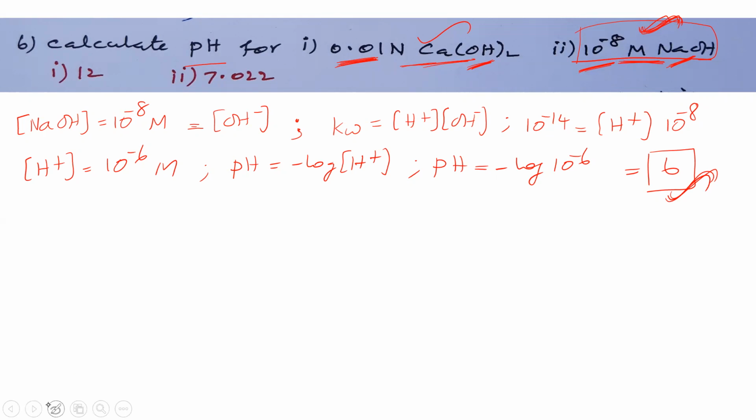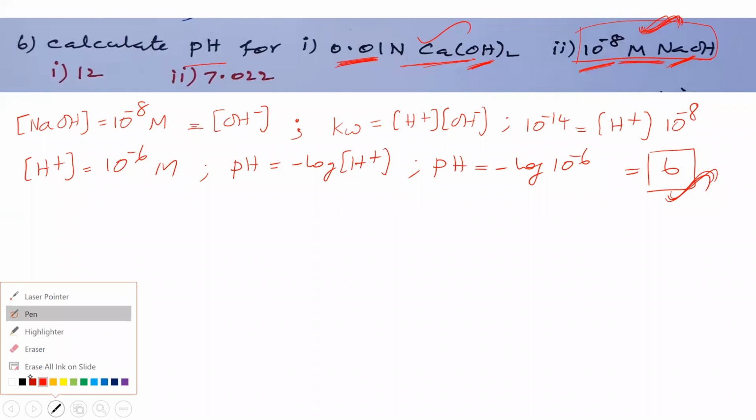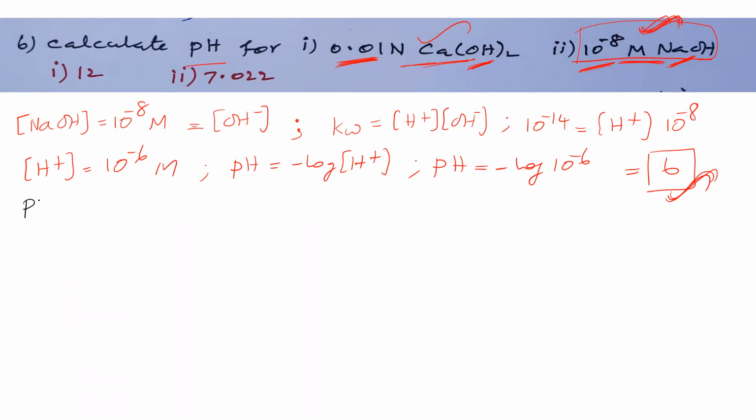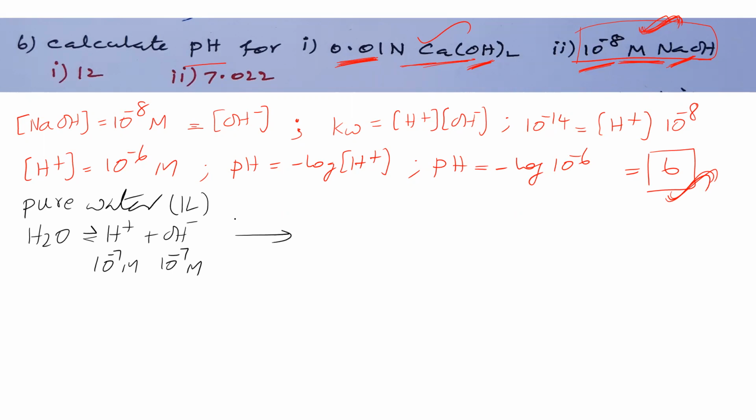Now we will take pure water first. In pure water, what equilibrium is there? H2O is in equilibrium with H plus plus OH minus. Here the concentration of H plus is 10 power minus 7 molar, and the concentration of hydroxide is 10 power minus 7 molar at 25 degrees Celsius. Now let us take this pure water, 1 liter. Now to this let us add 10 power minus 8 moles of sodium hydroxide.